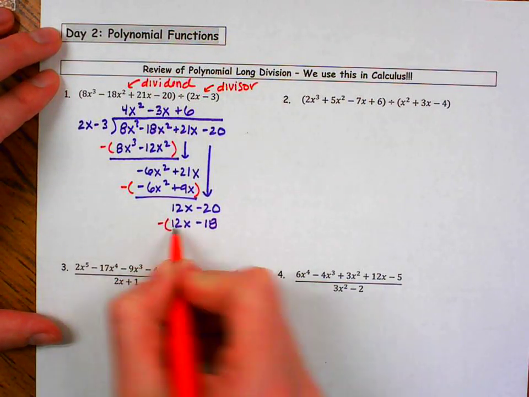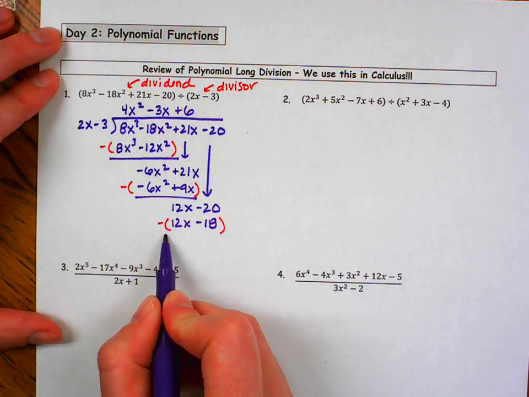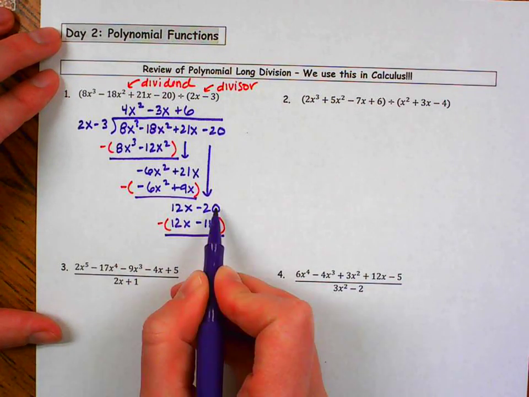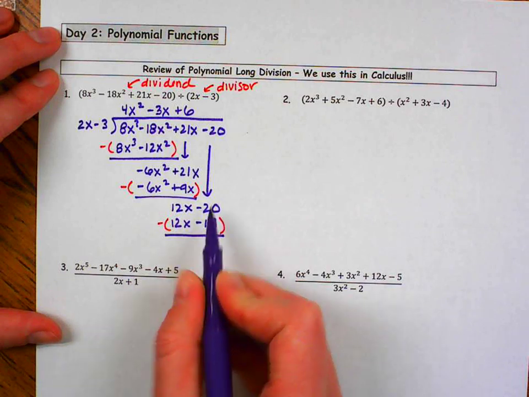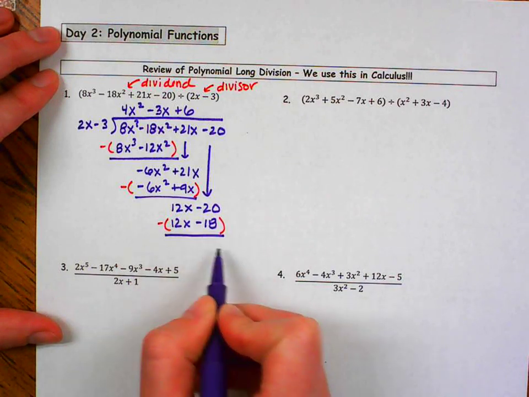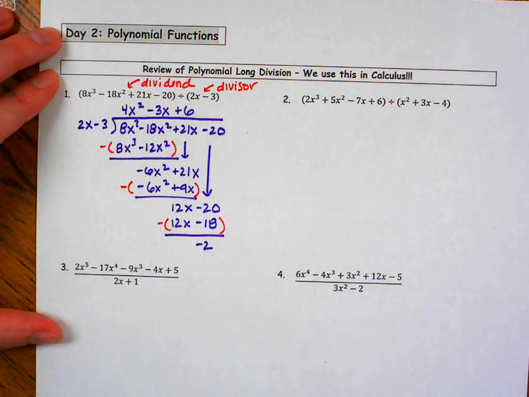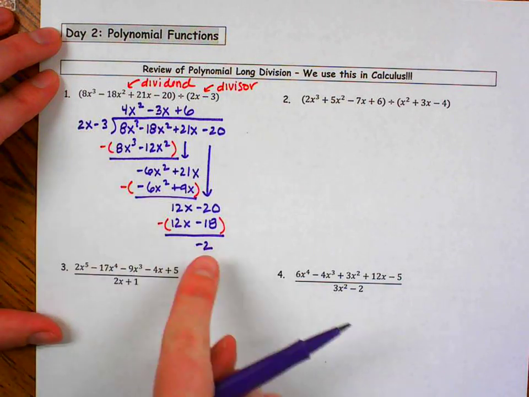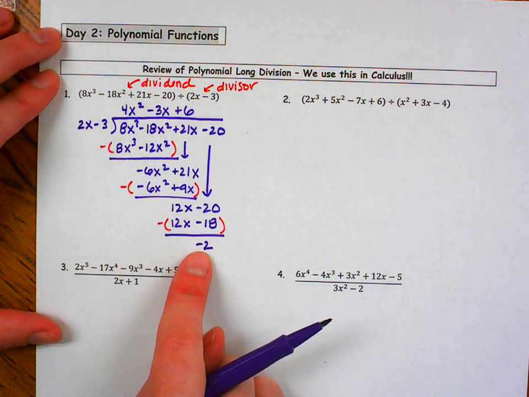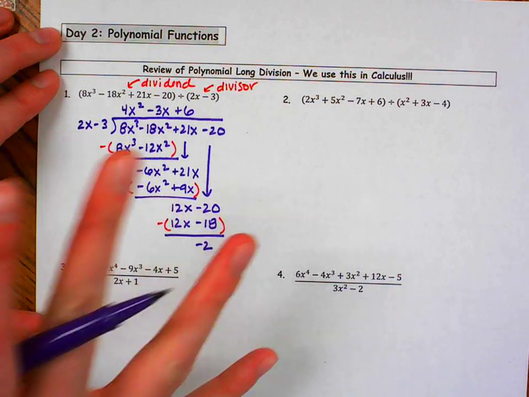I subtract what I've used up. That becomes 0. Negative 20 minus a negative 18 will give me, so negative 20 plus 18 will be negative 2. So then I would do the process again. I'd say how many times does 2x go into negative 2, but it doesn't go any complete times in. So I'm kind of done with my long division process.